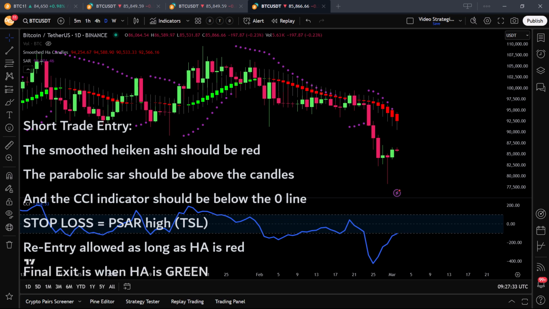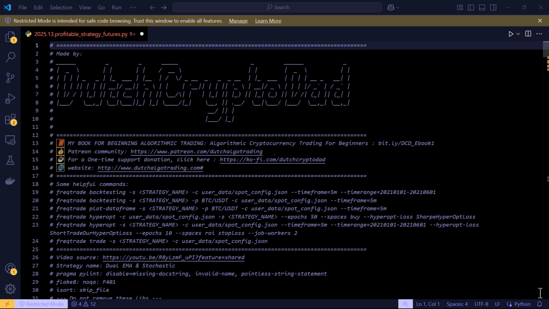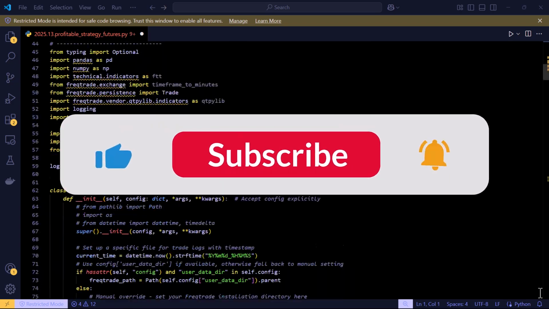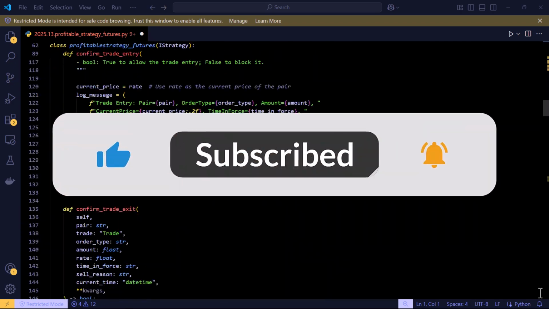And the final take profit will be when the Heiken-Ashi candle turns green again, indicating a bullish setup where the whole setup reverses again. Now I have coded these rules into Python to be used with my backtesting engine, like I always do.